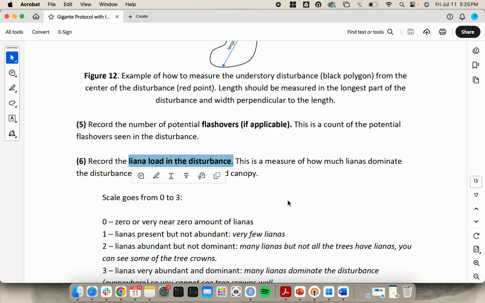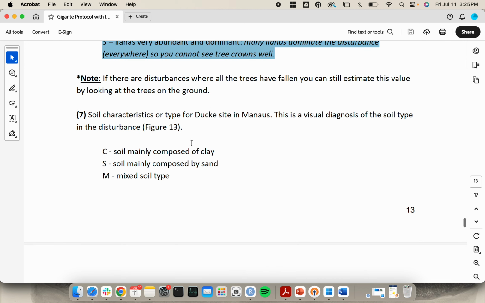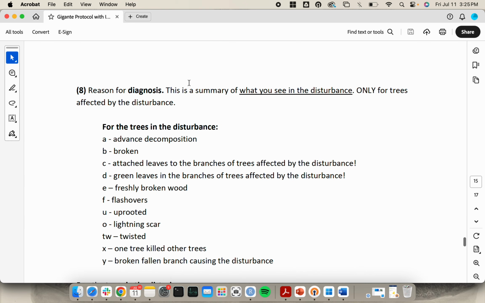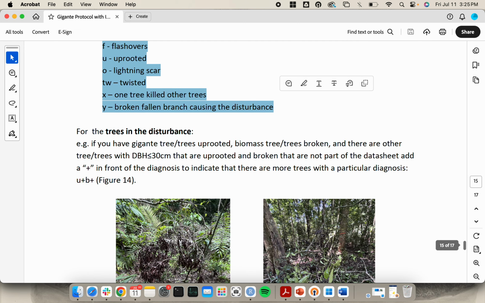The liana load in the disturbance, this is the information for the scale, so make sure you read this. This is only from the disturbance. Soil characteristics is only for Duki in Manaus, so you skip this part. And then diagnosis. So this is everything that you see in the disturbance. You add these codes.